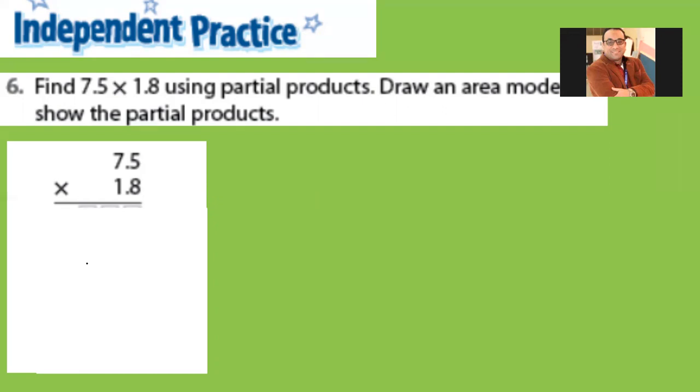Find 7.5 multiplied by 1.8 using partial products, drawing an area model. We need to estimate here. But my dear students, if I want you to draw or represent on a graph, I will give you the graph. Here there is no graph, so I will skip this point. Directly, we multiply 7.5 by 1.8.